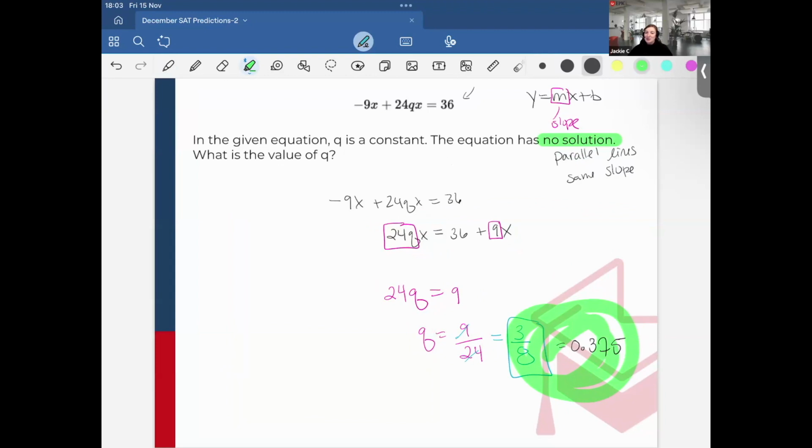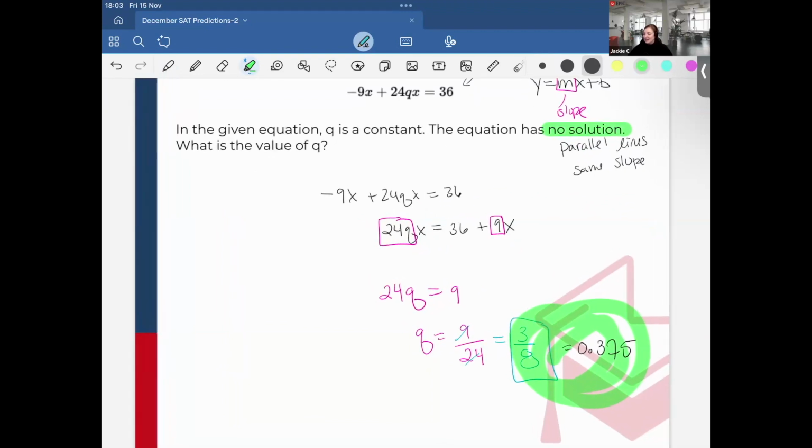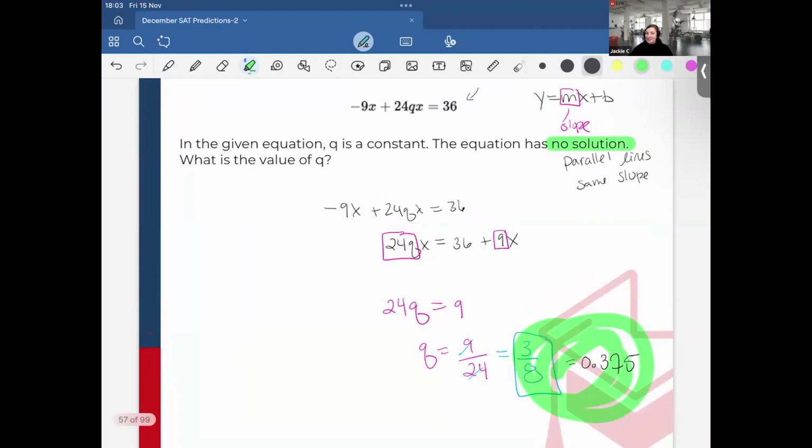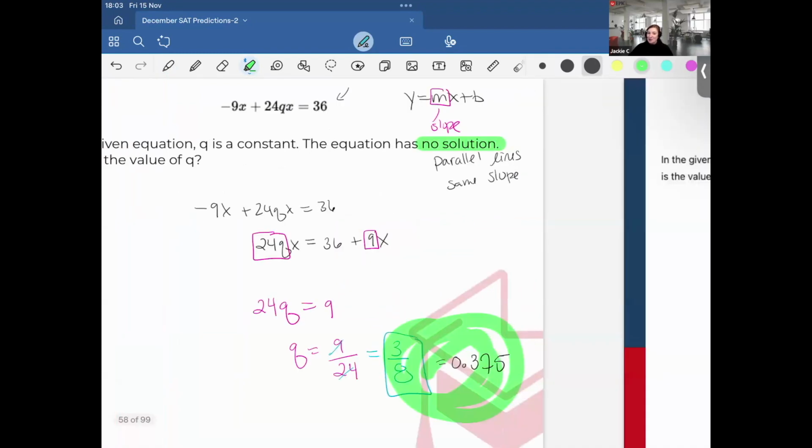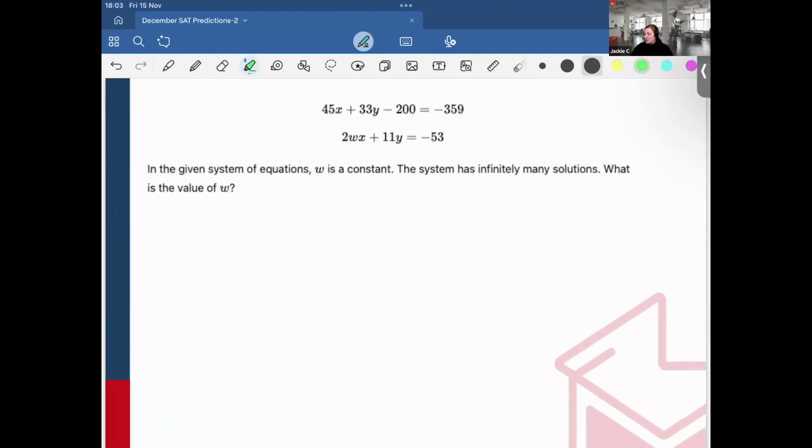Okay, so make sure you know no solutions. This is tested on almost every single SAT exam. I think you might see it on the December SAT. Worth knowing. Okay, continuing our journey.